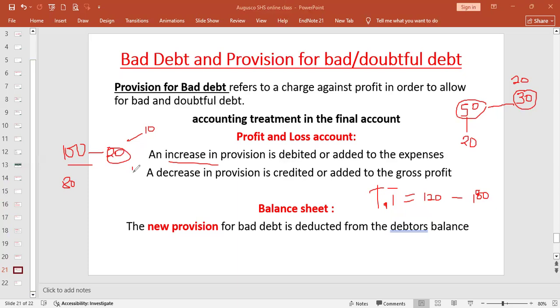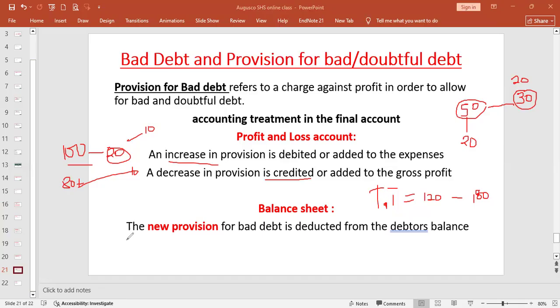So this 10 cedis decrease, what happens? It comes back to add to the profit, because you took it out of the profit, and it turns out that it's not needed. So for a decrease in provision, you add it back to the gross profit. And that's what it means when you see it's credited to the profit and loss account or added to the gross profit. So under your other income, when you are adding discount received, commission received, investment received, you also add the decrease in provision. But if it's an increase, that one you add under your operating expenses.